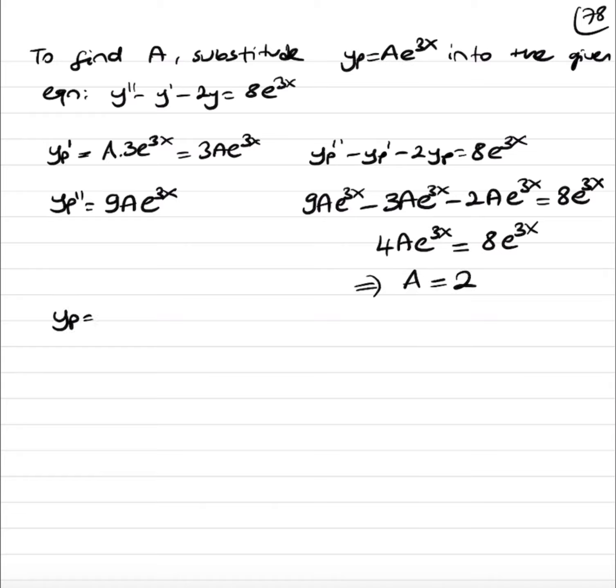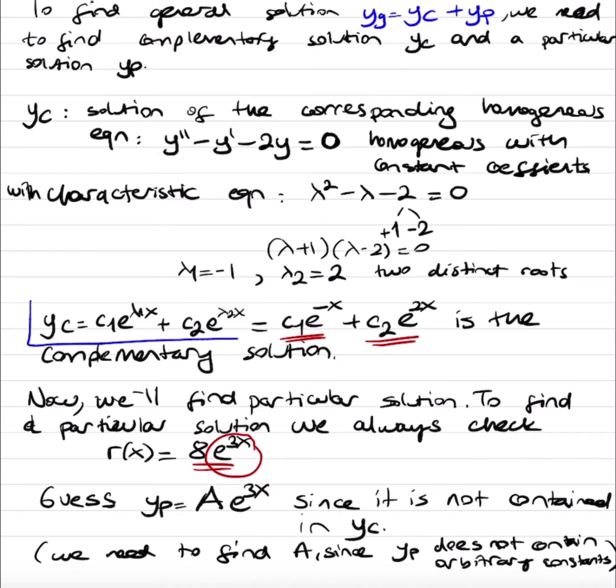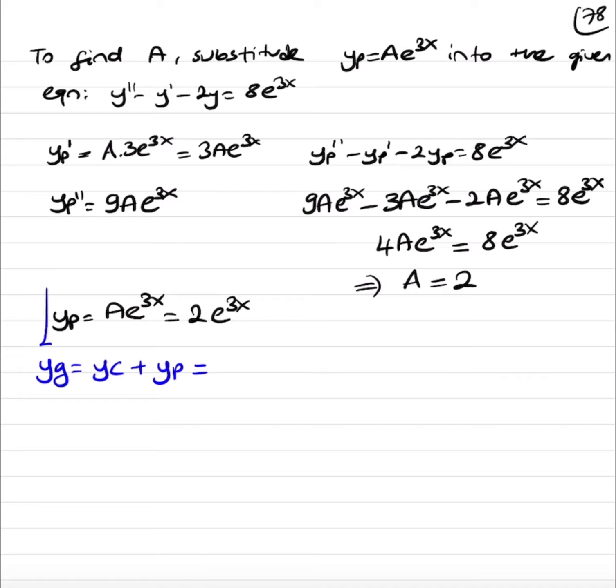Then y particular is 2 times e to the power 3x. So you see it doesn't contain any arbitrary constant, so we know what the constant is, it must be 2, right? 2 e to the power 3x. Then we know that the general solution is y complementary plus y particular. What was the complementary solution? So this was our complementary solution, and this was our particular solution.